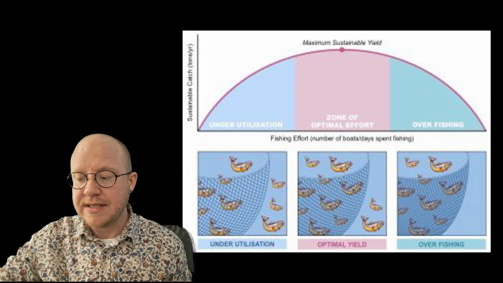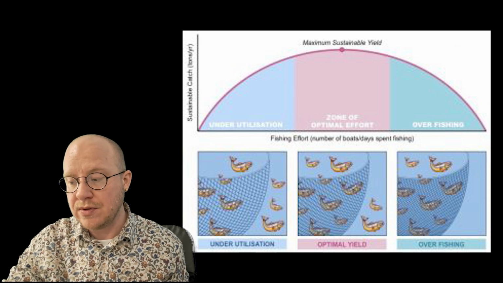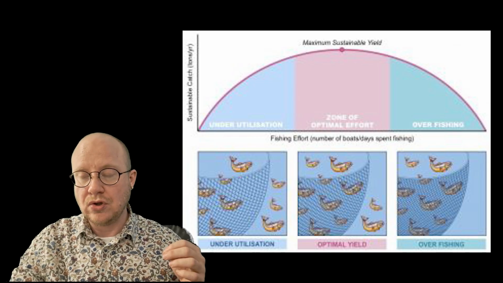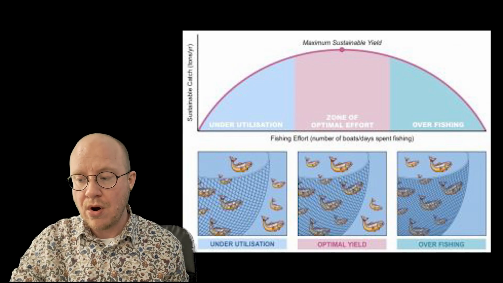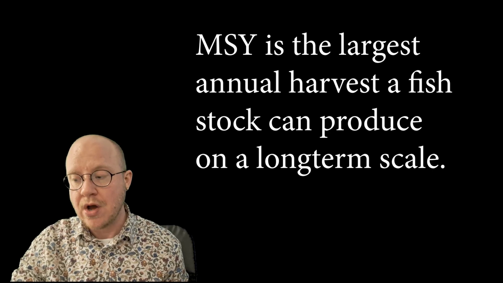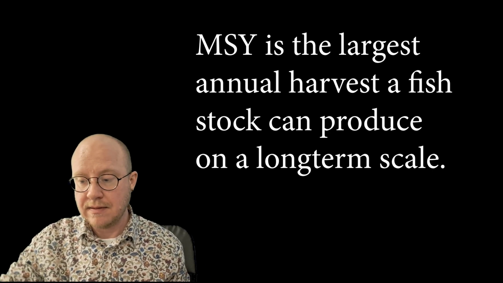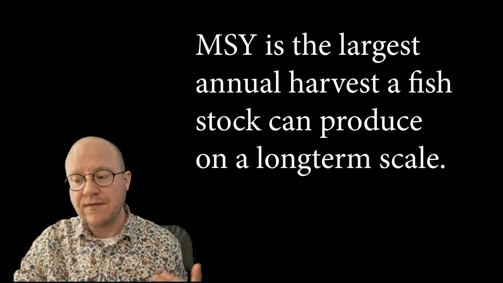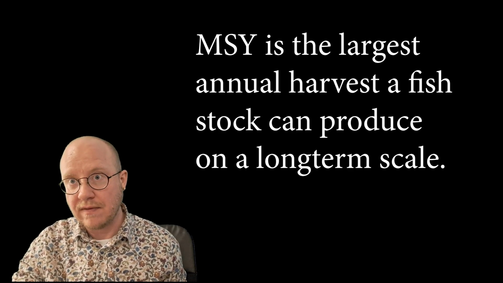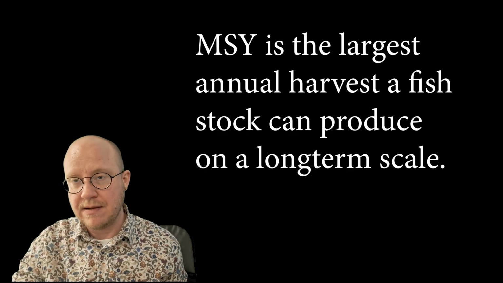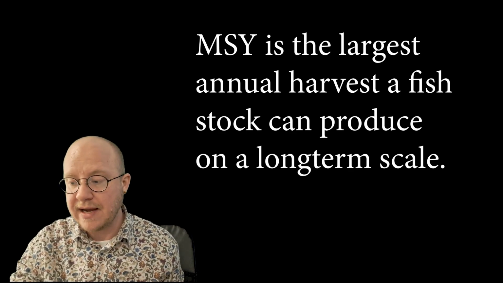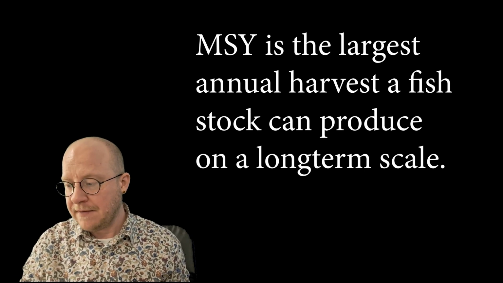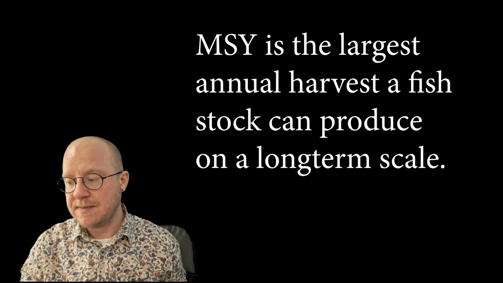MSY is the largest annual harvest that a fish stock can produce on a long-term scale. It is a harvesting model that can be used to calculate how much fish can be taken from a stock without depleting it. However, it is very difficult to calculate MSY because it is affected by several factors. At best, it should be seen as an estimate. Figure 4.64 here, maximum sustainable yield.